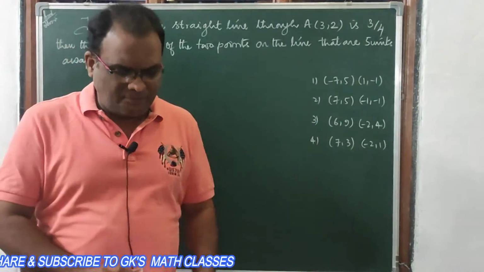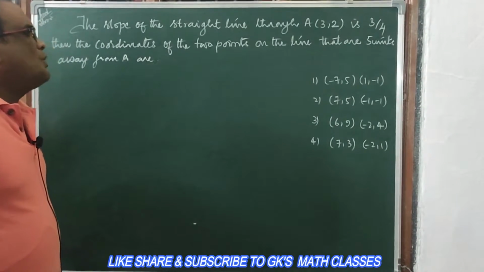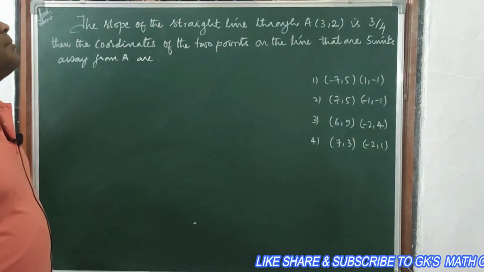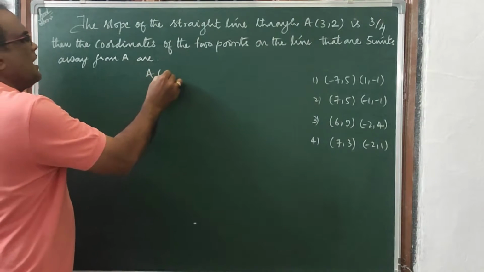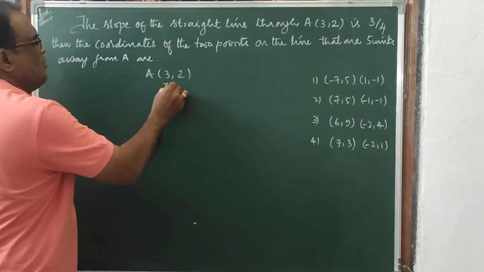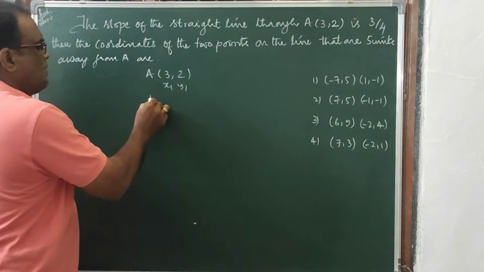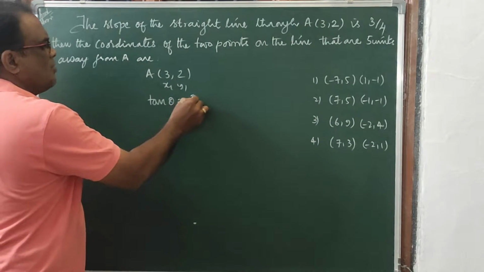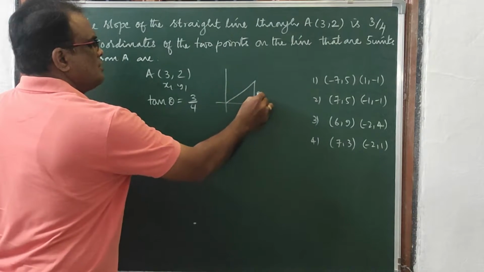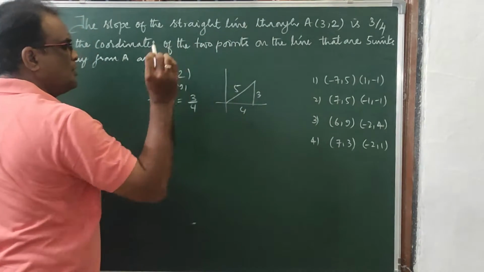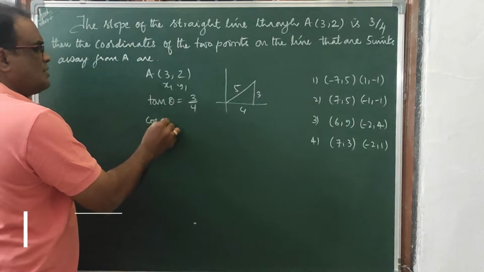We proceed with that. The slope of the straight line through A(3, 2) is 3 by 4. Then the coordinates of the 2 points on the line that are 5 units away from A are. Consider A(3, 2) as (x1, y1). The slope is tan theta is equal to 3 by 4. So this is 3, 4, hypotenuse is 5.